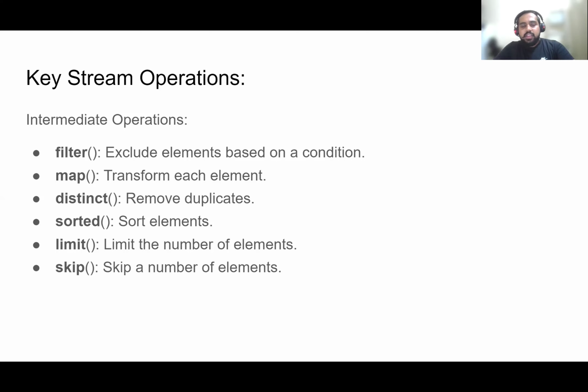Limit: suppose in a list I want some filtered elements and I need a limited number of them, we can use limit. Skip: if I need to skip the first few elements, I can use skip. These are all intermediate operations. So after calling a stream or a parallel stream, we call these intermediate operations based on our specific needs. And these operations will not execute immediately until a terminal operation is called.